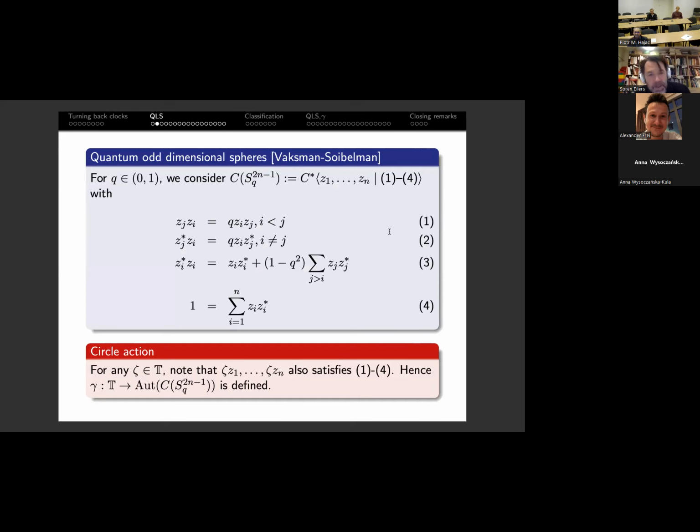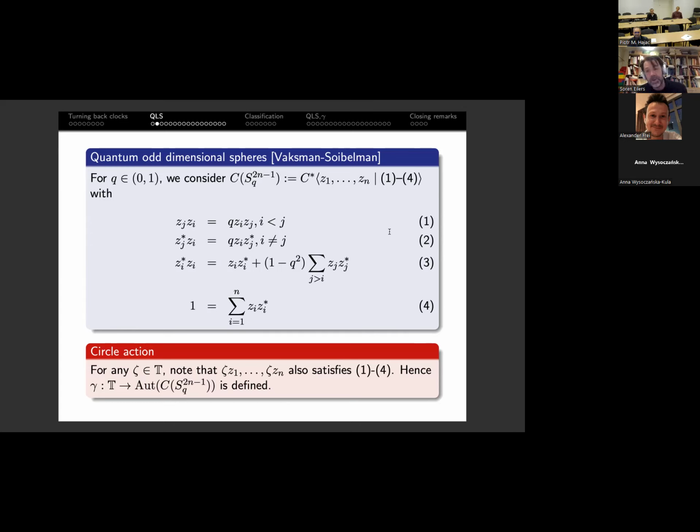And to make sense of these relations, you can let q equals 1. So if you let q equals 1, then you can see this means that the z's will have to commute. They will have to be normal. That's what 2 and 3 tell you. And the sum of z_i star z_i, the sum over i, equals 1, right? So if there's just one of them, this will be like a unitary.